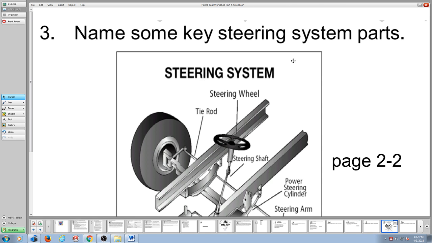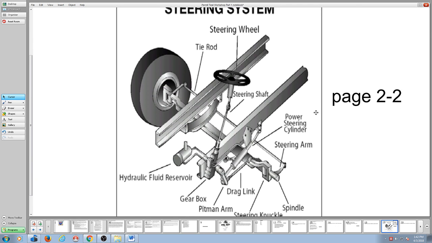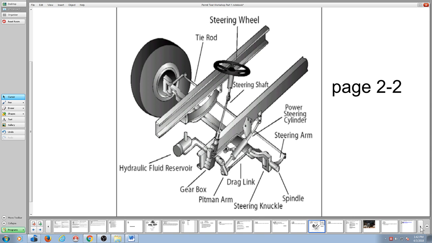So what the manual is going to say, you've got the tie rods, the steering shaft, the steering wheel, a power steering cylinder, steering arm, a spindle, drag link, steering knuckle, pitman arm, gearbox, and hydraulic fluid reservoir. All important systems in just turning the vehicle. Important stuff to know.